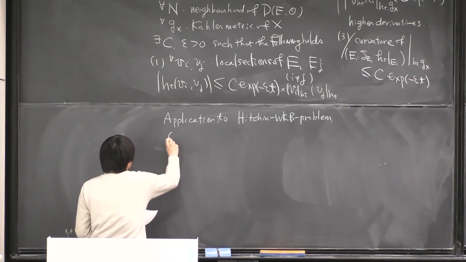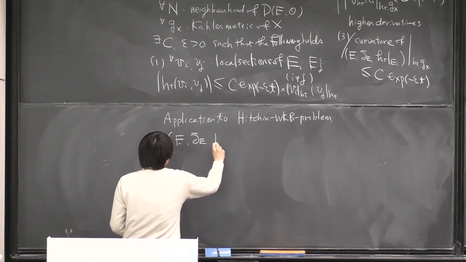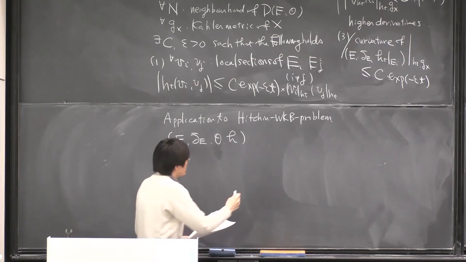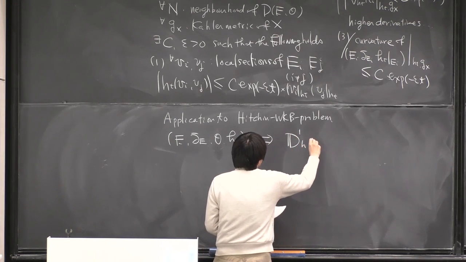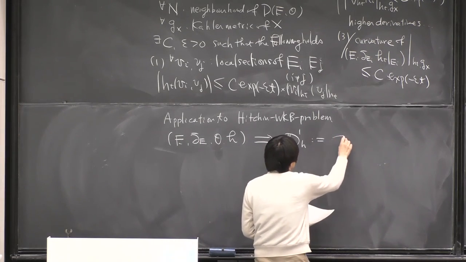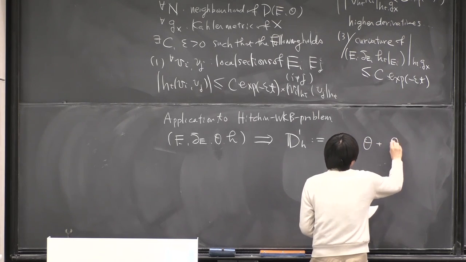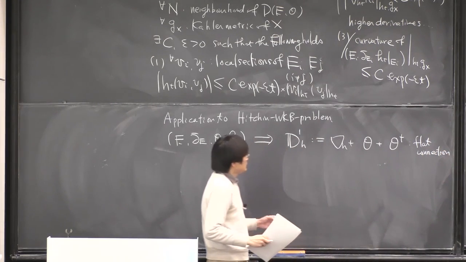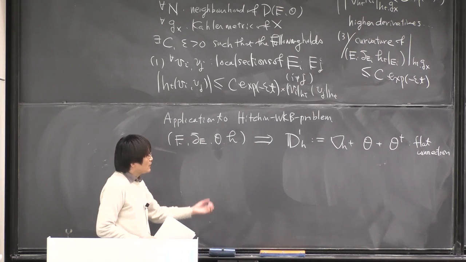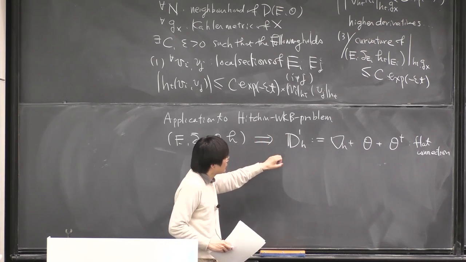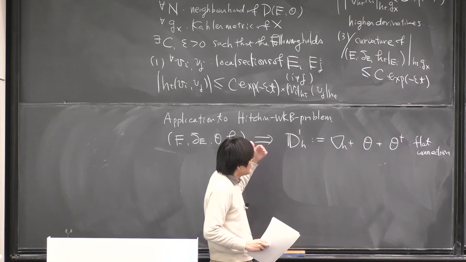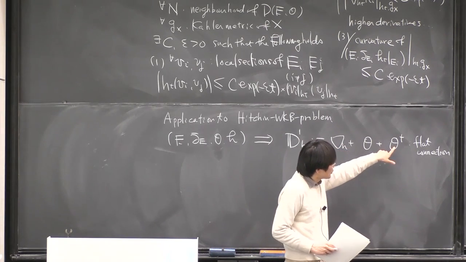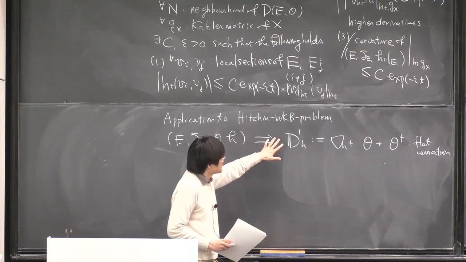So in general, if we are given a harmonic bundle, then we have the associated flat connection obtained as the sum of the Chern connection and the Higgs field and its adjoint. It is very important to study this flat connection, but it is rather difficult because we know only the existence of the harmonic metric, but we don't know the concrete form of the harmonic metric. So it is difficult to see what the Chern connection and the adjoint of the Higgs field are. In general, it is difficult to study this flat connection directly.